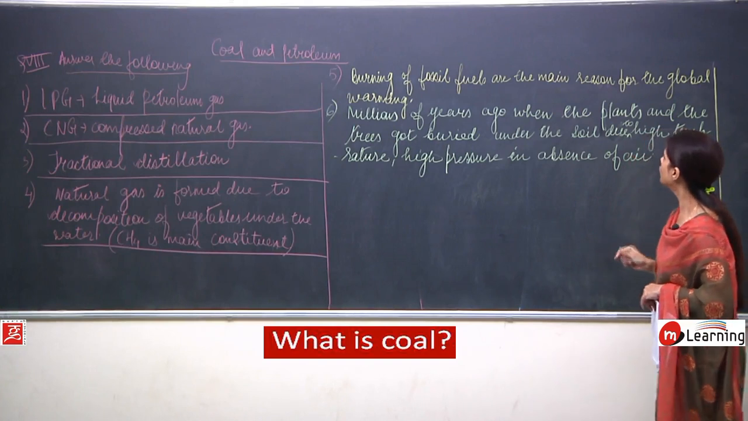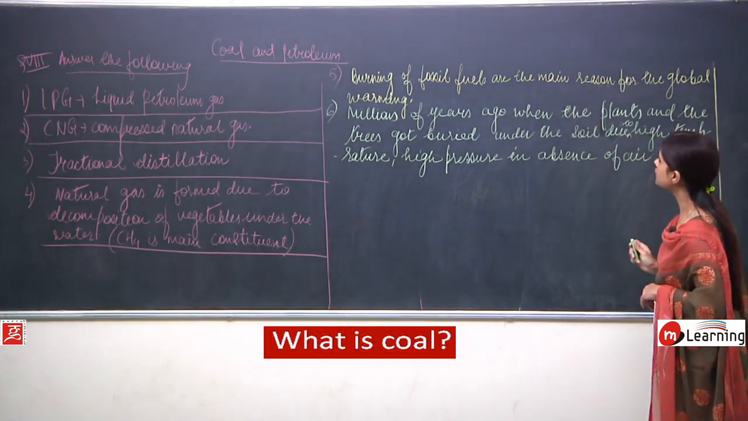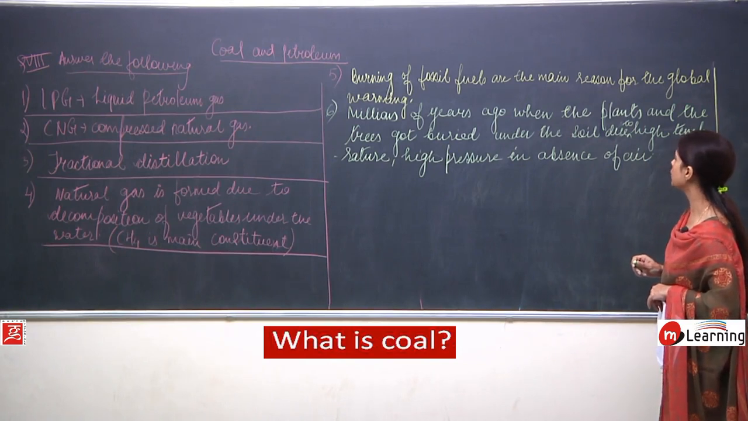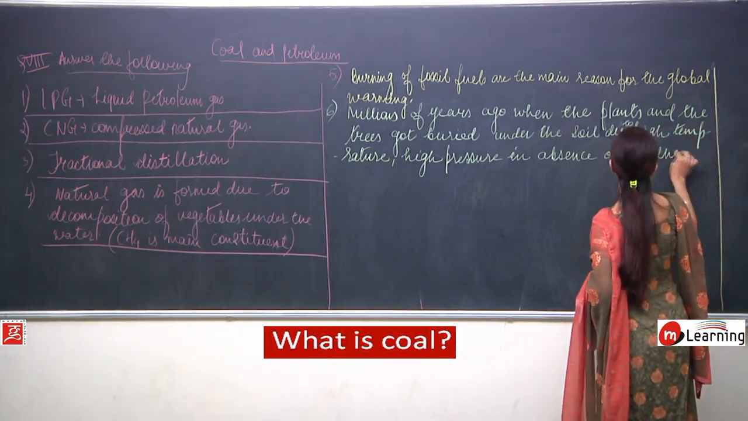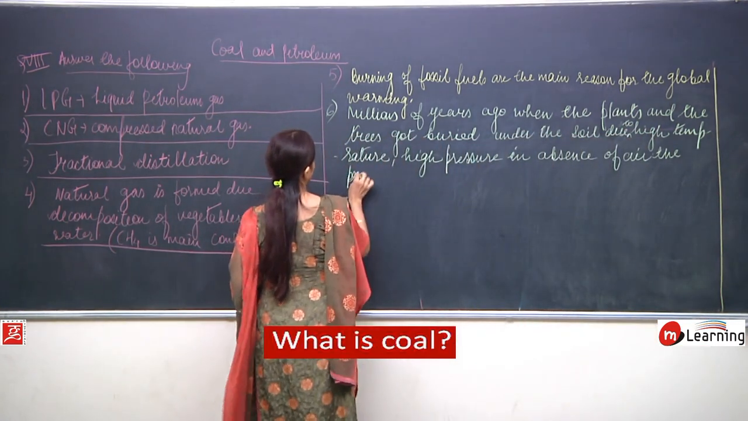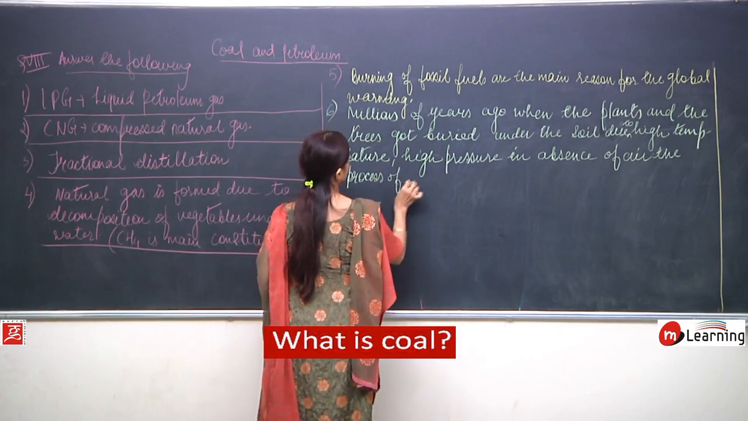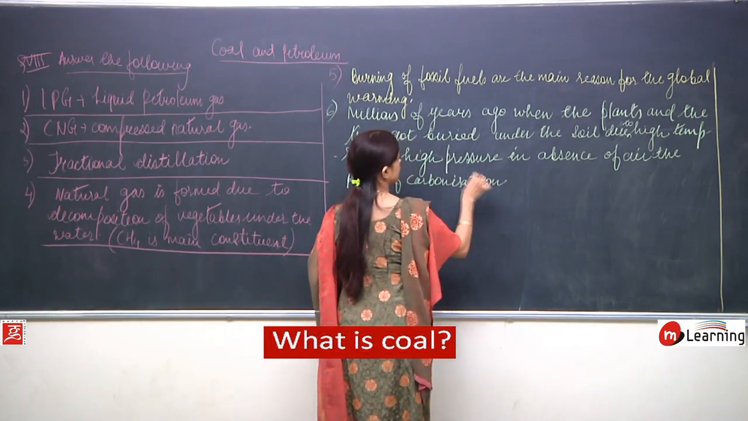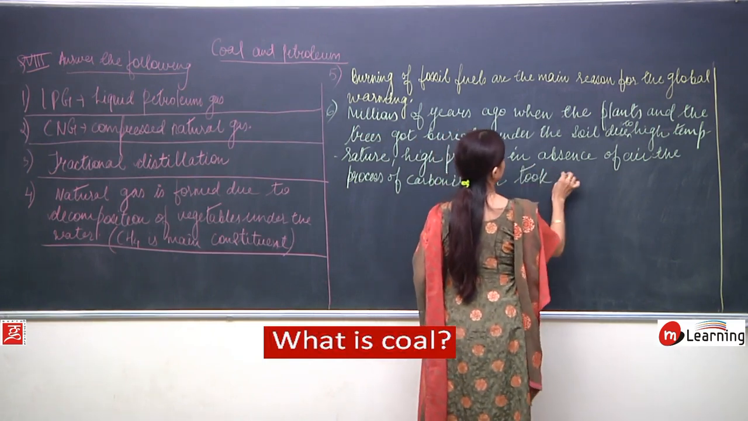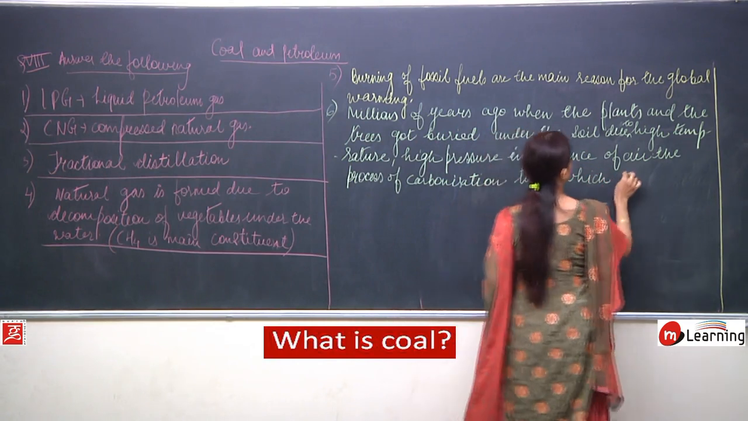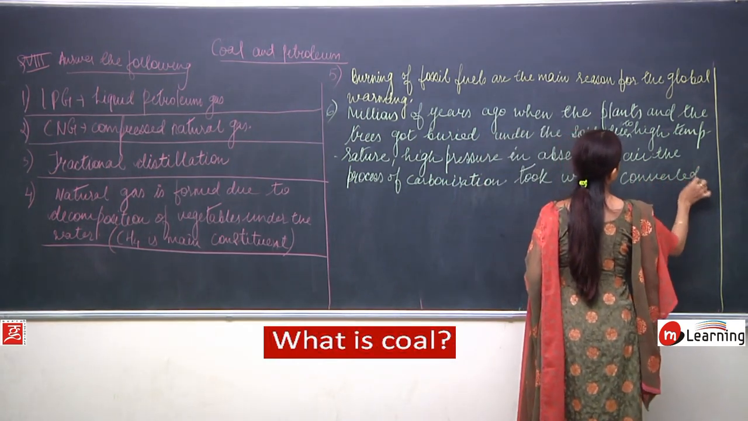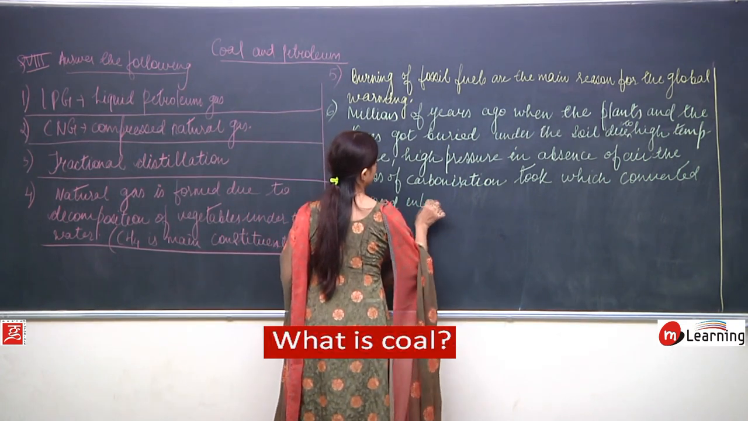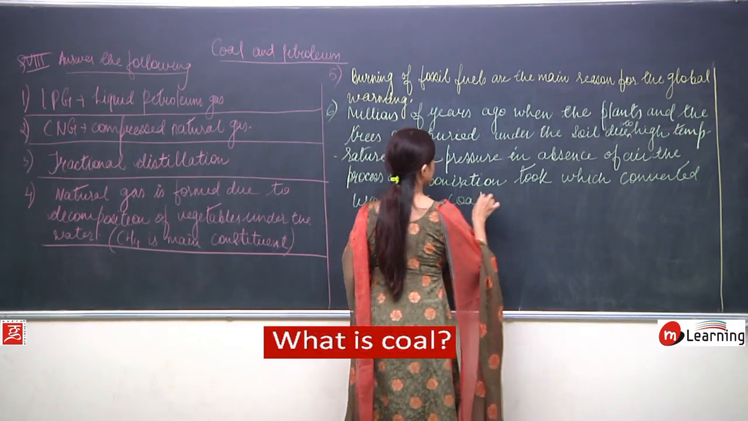So millions of years ago, when the plants and the trees got buried under the soil, and due to high temperature, high pressure, in absence of air, the process of carbonization took place, which converted coal, or I should say wood, into coal. So this is what coal is.